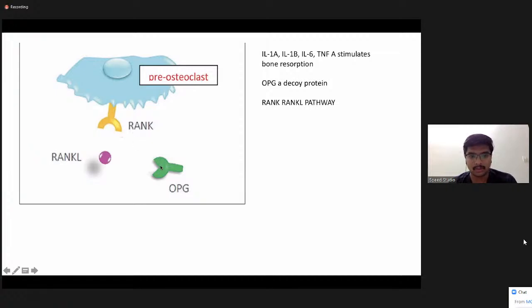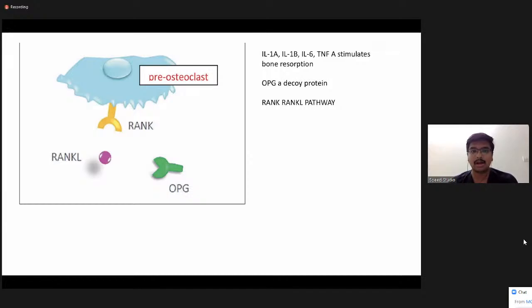So if at all OPG catches the RANKL first, RANK will be free and the pre-osteoclast will not be activated further to form a full-fledged multinucleated osteoclast. That means there is no resorption, and that means there is no tooth movement. So if OPG competes with RANK and captures the RANKL first, there is no osteoclast formation, thereby leading to no bone resorption. That means absent tooth movement.